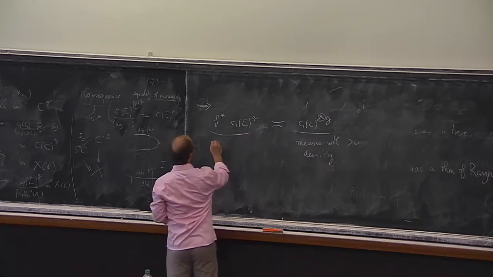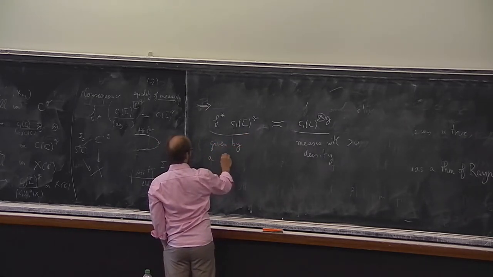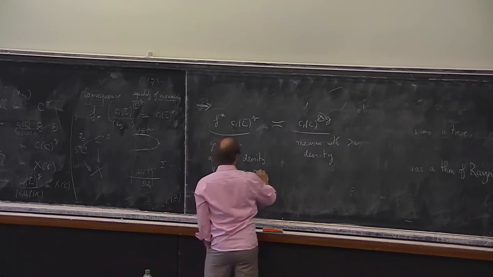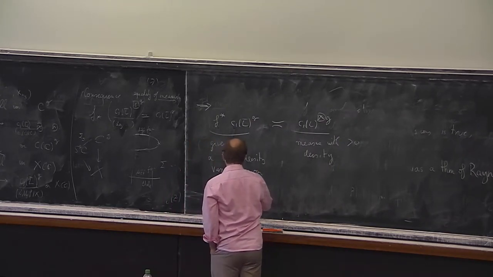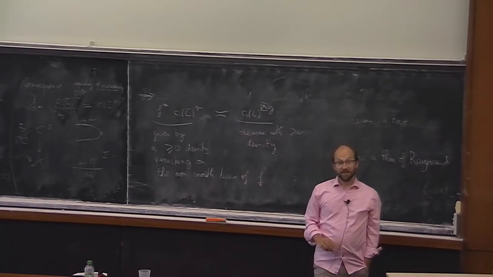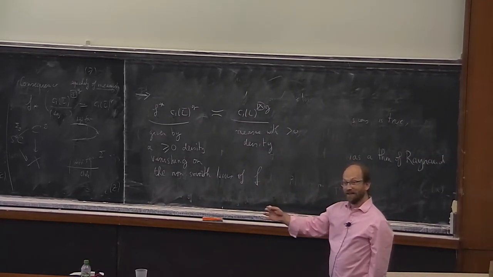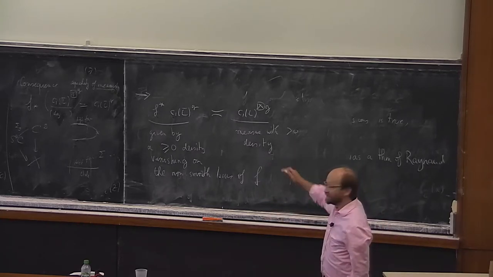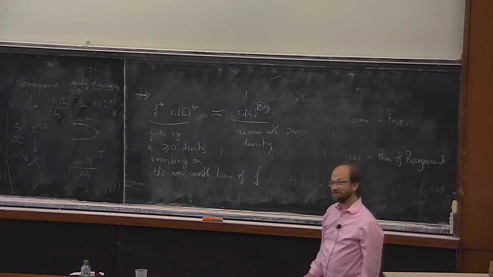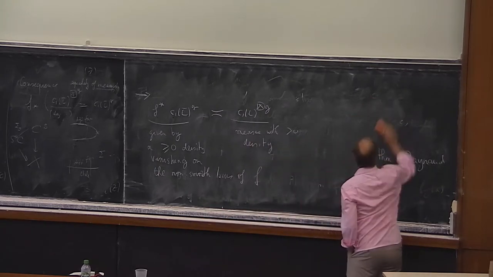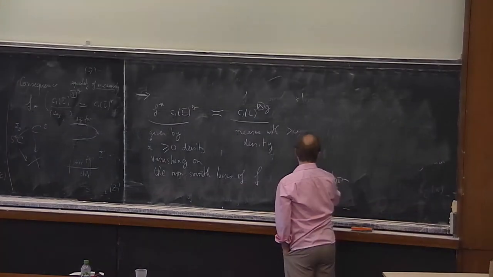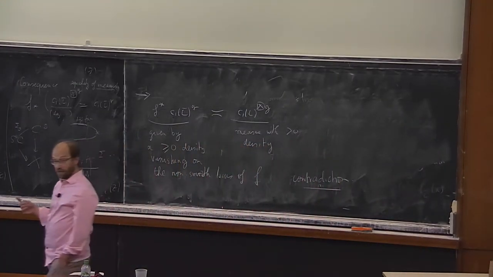So here, this is given by a non-negative density vanishing on the ramification, on the non-smooth locus of f. So whenever f is not injective on a tangent space, the density will vanish. And so you see the contradiction. And so there is a contradiction. And this concludes the proof of the theorem of Ullmo.